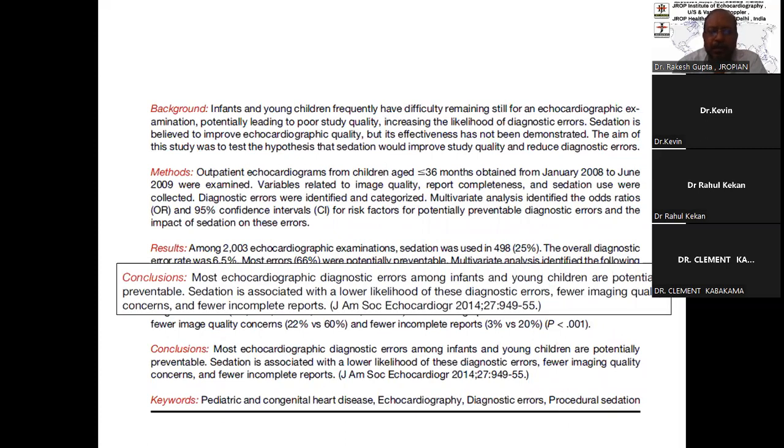And that's what has been published in JASE 2014. Most echocardiographic diagnostic errors among infants and young children are potentially preventable. Sedation is associated with lower likelihood of diagnostic error, fewer imaging quality errors, and fewer incomplete reports.